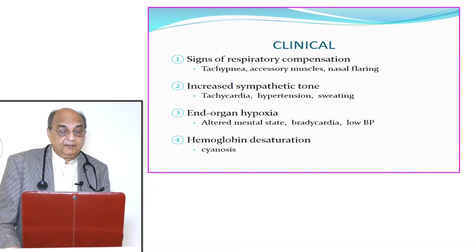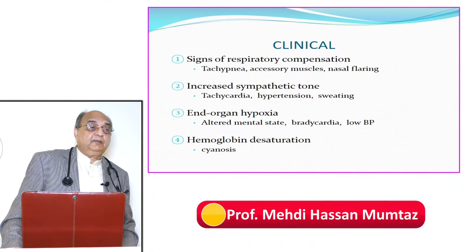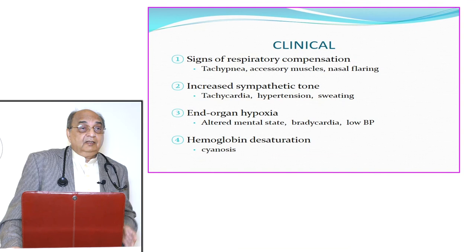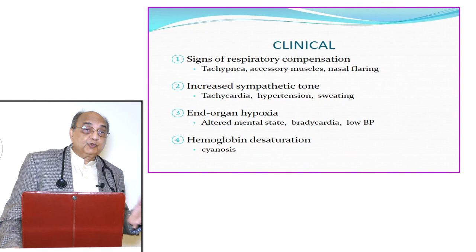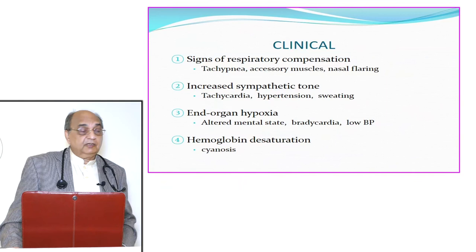Then, due to stimulation of postganglionic sympathetic cholinergic fibers, there will be sweating. But what is the cause of sweating? Sweating is always due to stimulation of postganglionic sympathetic cholinergic fibers, and that is stimulated because of sympathetic nervous system stimulation.